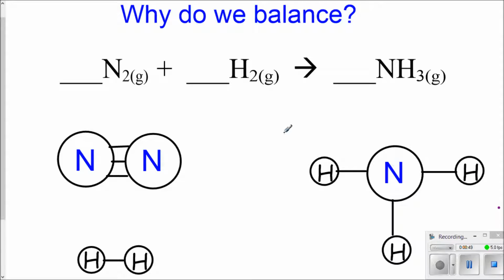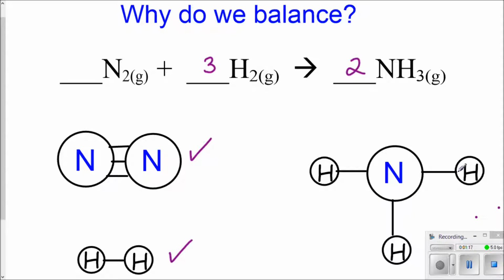Now why do we balance? Well, normally when you balance like this, we put a 2 in front of the NH3, so we have 2 nitrogens on both sides. That changes our hydrogens to 6. Now, if we take a look at this, why do we balance? Well, it's because we want to follow the law of conservation of mass. If you start with these guys, take a look. I start with 2 nitrogens. I do not finish with 2 nitrogens when I end this, so this is not balanced.